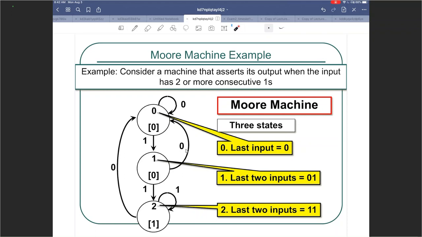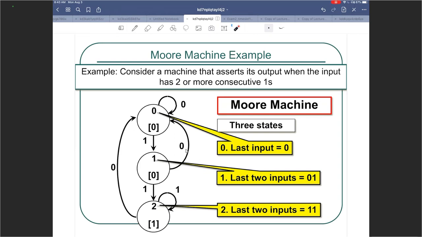This is our second finite state machine design example. Here we are trying to design a machine that asserts its output. That means it is going to make the output active when the input has 2 or more consecutive ones. So the input is a bit stream, a continuous incoming zeros and ones, arbitrary, right? So there are zeros and ones coming in arbitrarily, and when there are 2 consecutive ones on that input, we are going to make the output a 1, 2 or more consecutive ones.